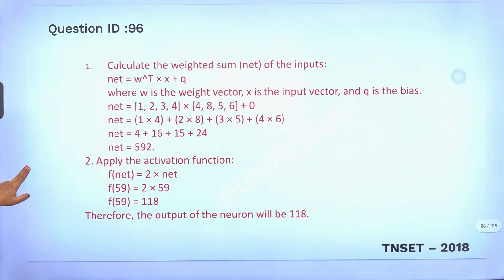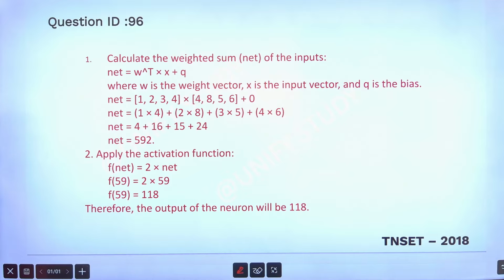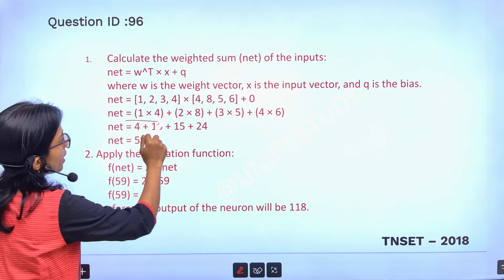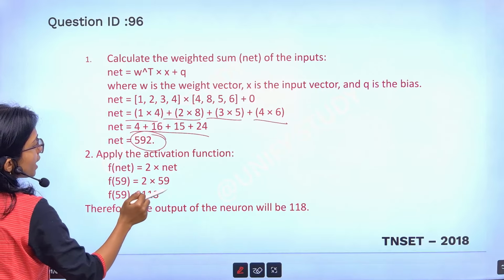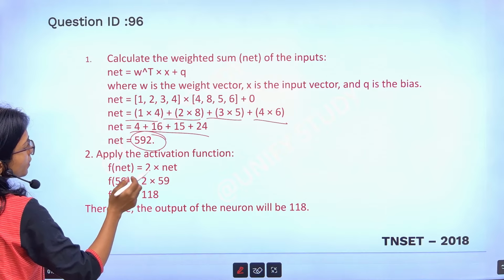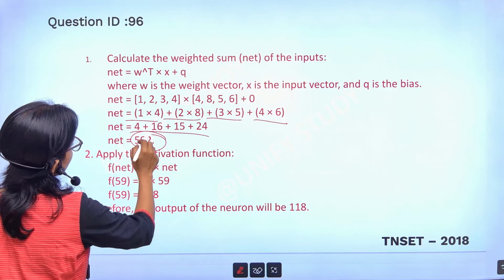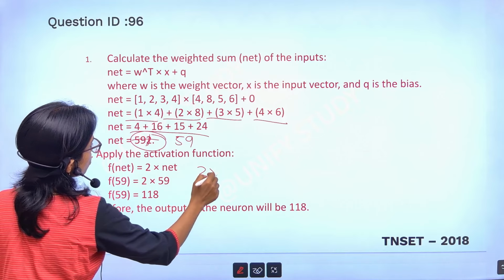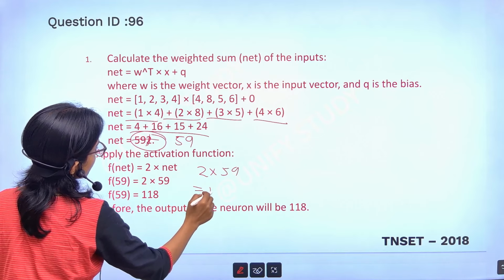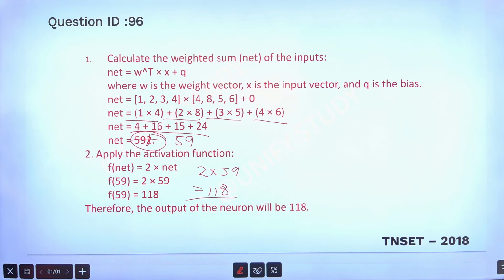So here we have to do the net weight. We are multiplying the values: 1 multiply 4, 2 multiply 8, 3, these are the values. We got the net here, then multiply with this. We are multiplying only. Here if I am adding, then I am getting 59. So 2 multiply into 59 means I am getting 118. So this is my answer.